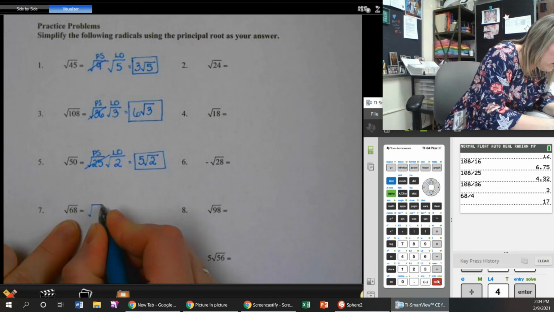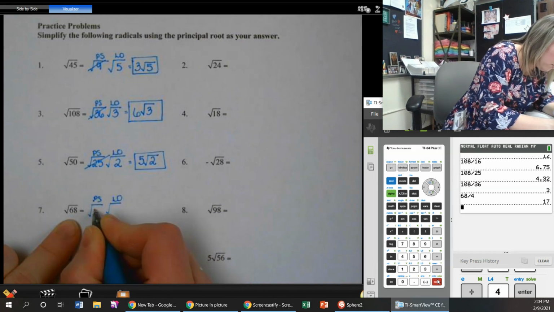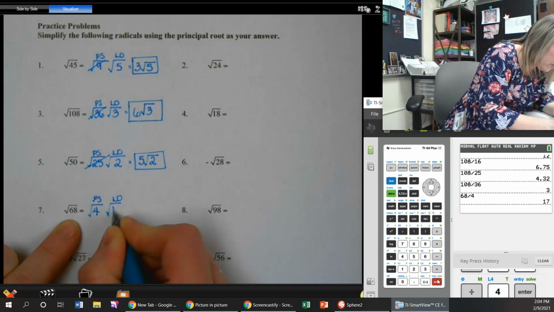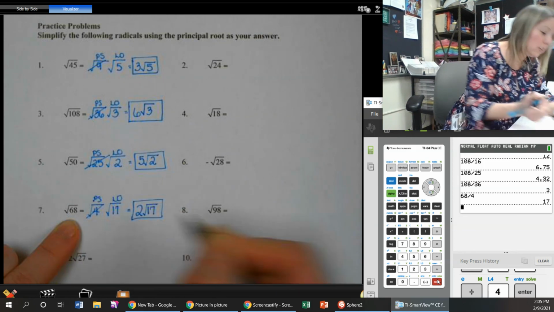So I divide radical 68 into a perfect square and a leftover radical. The perfect square is 4. The leftover is 17. Take the square root of 4, you get 2. Bring the leftover radical along, and you've got 2 radical 17. Go ahead, say it.